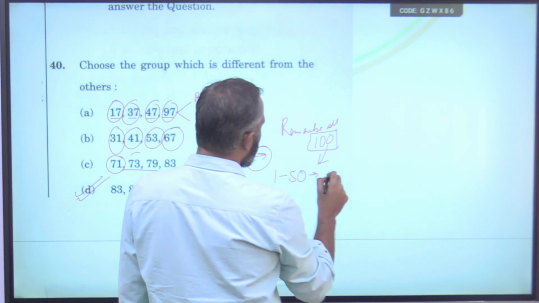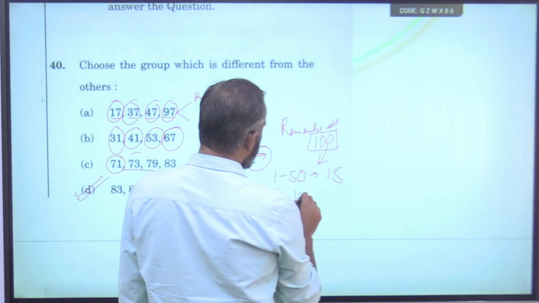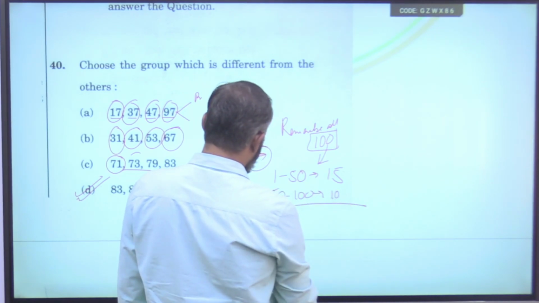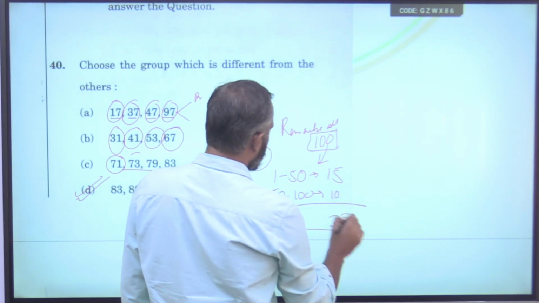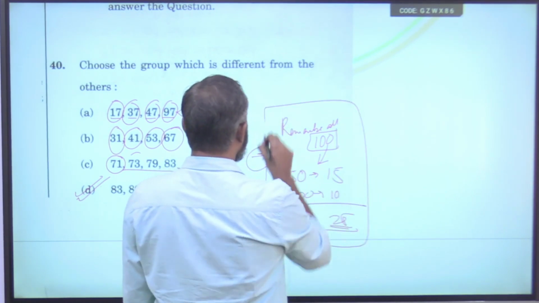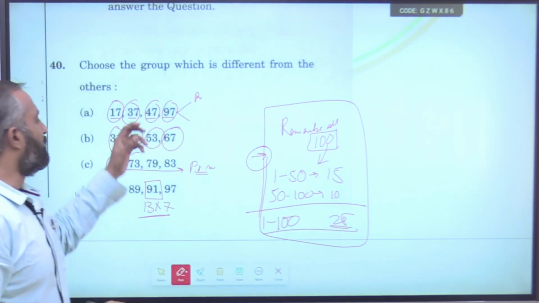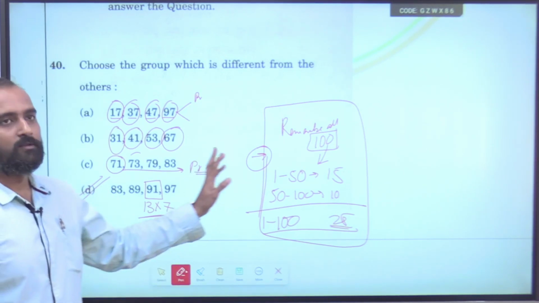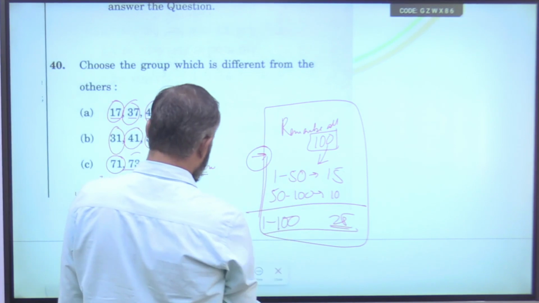From 1 to 50, there are 15 primes, and from 50 to 100, there are 10 primes. In total, from 1 to 100, there are 25 primes. Be wary of this. It will help you not only in odd man out or in number series problems and all. Learn primes, focus on primes and learn primes until 100.